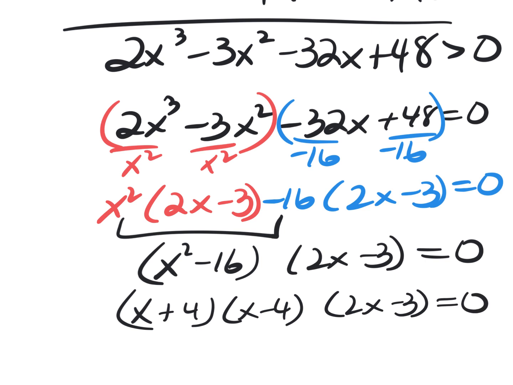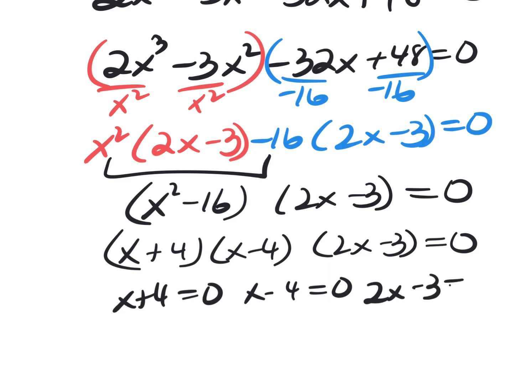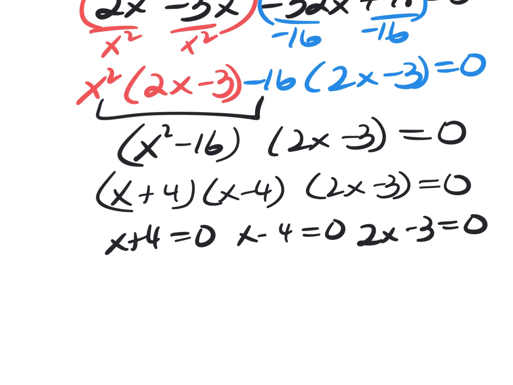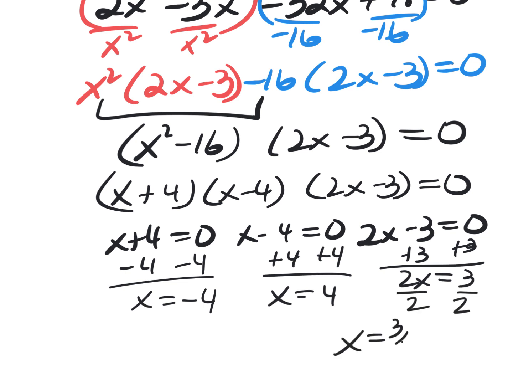And now set each of the binomials equal to 0. So I end up with x plus 4 equals 0, x minus 4 equals 0, 2x minus 3 equals 0. And now solve each one. Negative 4, positive 4, add the 3, divide by 2, and x equals 3 over 2, which is 1.5.